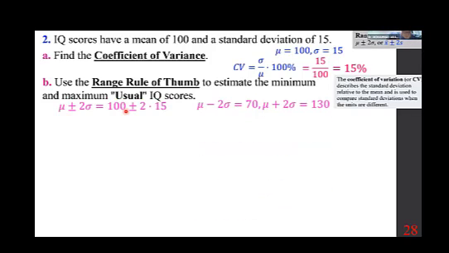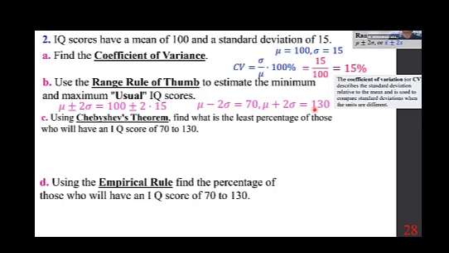Therefore, according to the range rule of thumb, the minimum value would be 70, the maximum value would be 130, which means that would be the range for 2 standard deviations being away from the mean on both sides. We want to use Chebyshev's theorem to find what is the least percentage of those who will have an IQ score of 70 to 130. We want to do the same thing using empirical rule. So I wanted to compare and contrast the two.